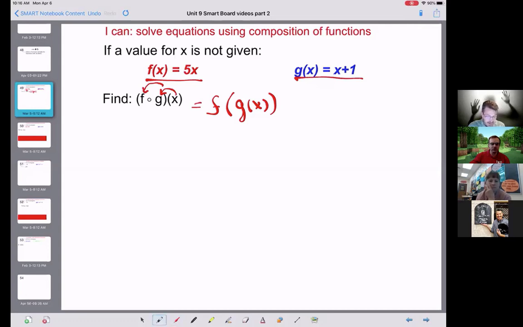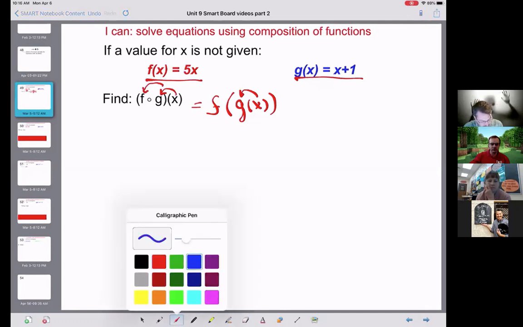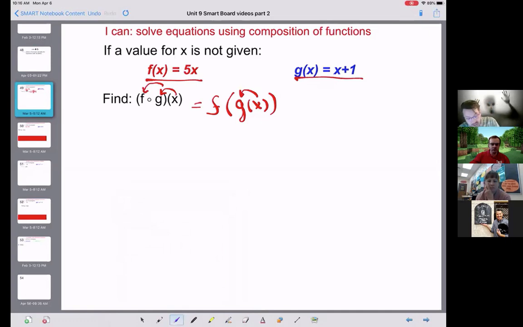So if I plug x into g, well, guess what? X is already plugged into g. And let me change this to blue because that's what we need. X is already in g, so g of x literally equals x plus 1. I don't have to do anything with it. So in other words, I'm going to replace this and say x plus 1. So now I have f of x plus 1.